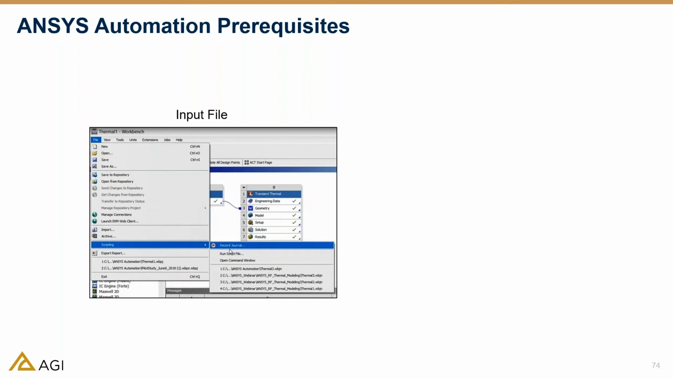We can perform some activities, some clicks in the GUI, and the journal will record a script for us. This will become our input file. The executable being ANSYS, in this specific case, ANSYS Workbench. So we'll need to call the ANSYS executable.